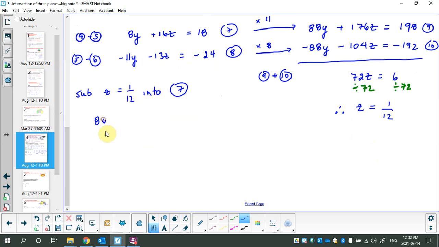So 8y plus 16 times 1 over 12 equals 18. So 8y plus 16 over 12 is 4 over 3 equals 18. 8y is equal to 18 minus 4 over 3.